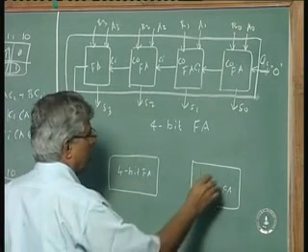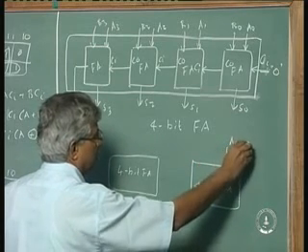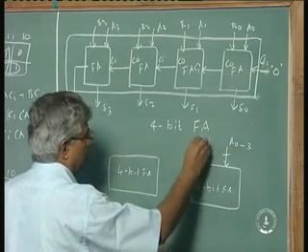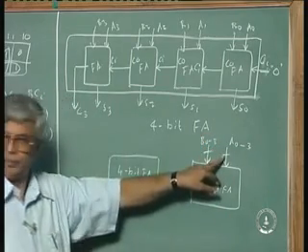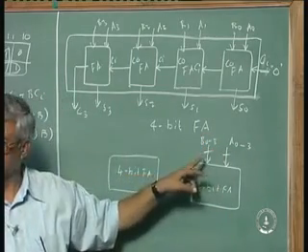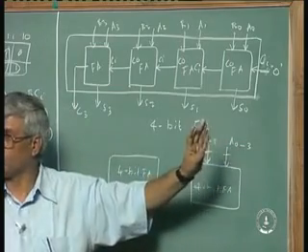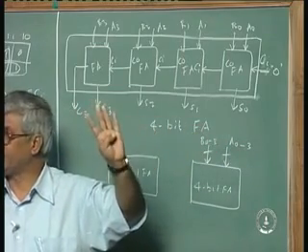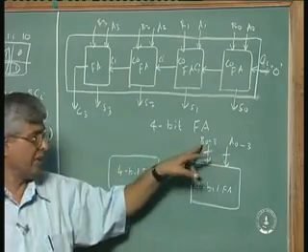and I will give A0 to 3, B0 to 3. This arrow with a cross means there is more than one bit. I write here 0 to 3, that means how many? 4. A0 to 3 means 4 bits of A. B0 to 3 means 4 bits of B.